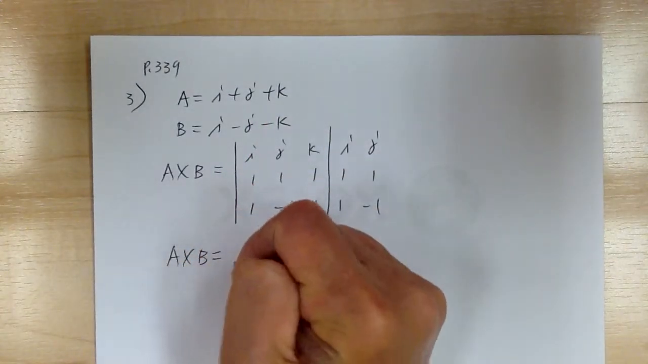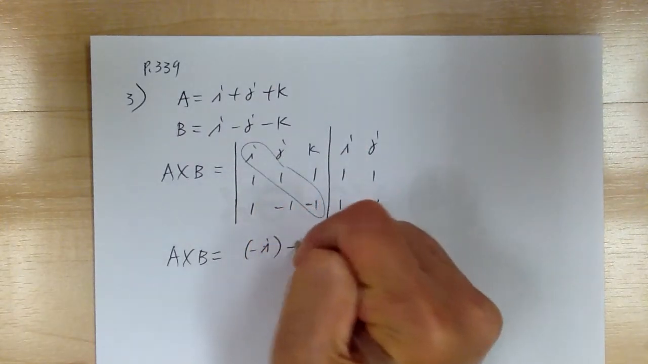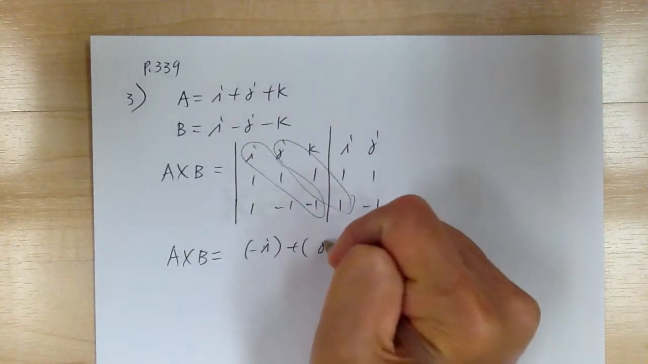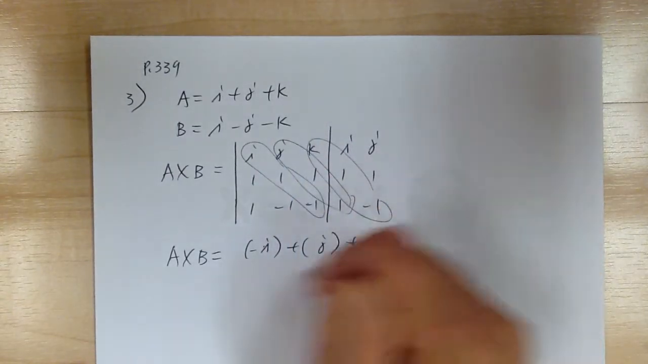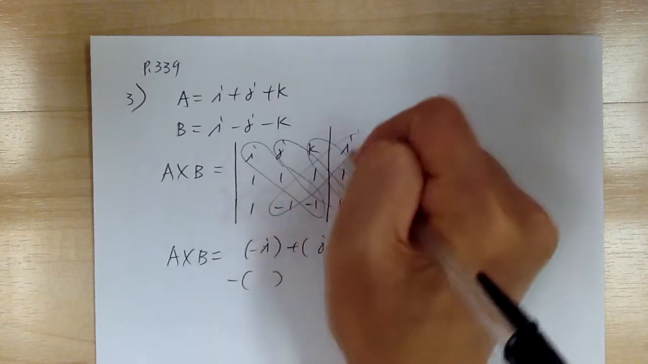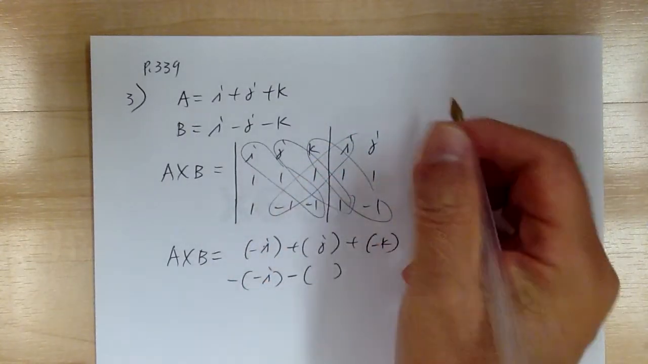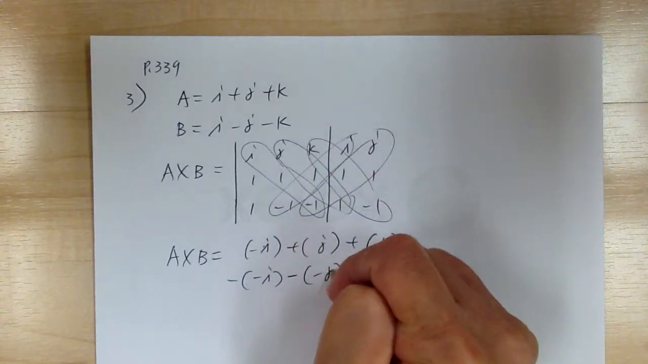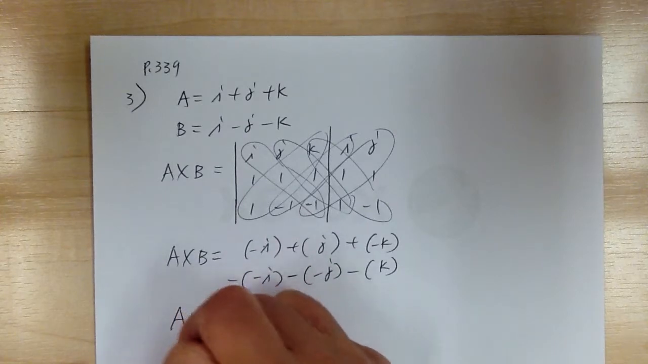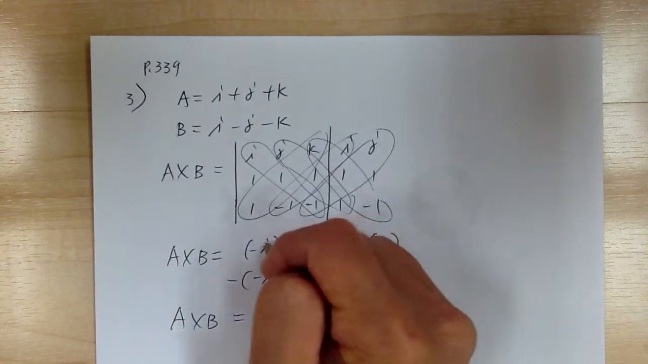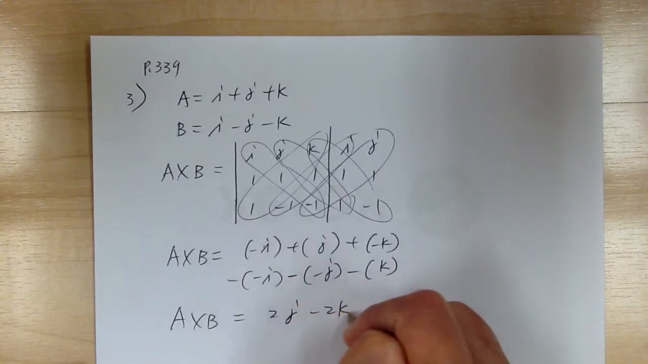A cross B equal to, so this diagonal would be negative i plus j plus negative k, minus, this one would be negative i minus, again when you go in this direction it is minus, right? Negative j minus, this way is k. So A cross B equal to, this cancels out, and you get 2j minus 2k.